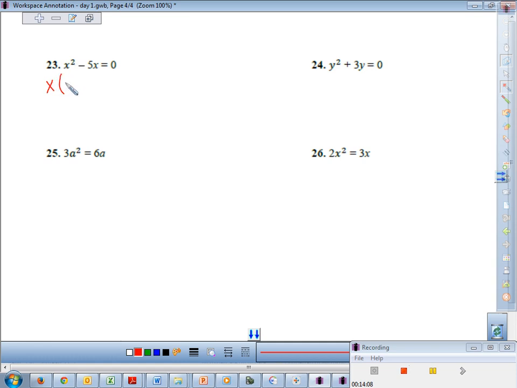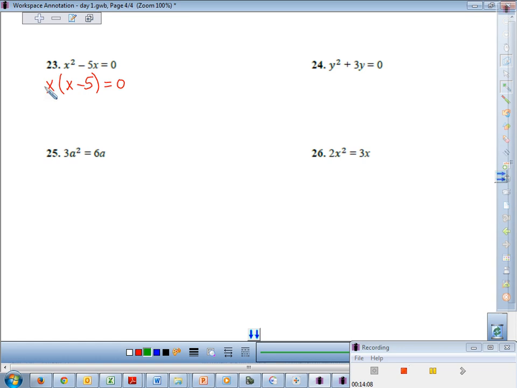X squared divided by x is x, minus comes down, 5 had no one to play with, and x divided by x cancel each other out, and bring down the equals 0, right? You got to keep it an equation. You can't just kind of factor it and then get your answers. It's got to stay an equation. You can only solve an equation.